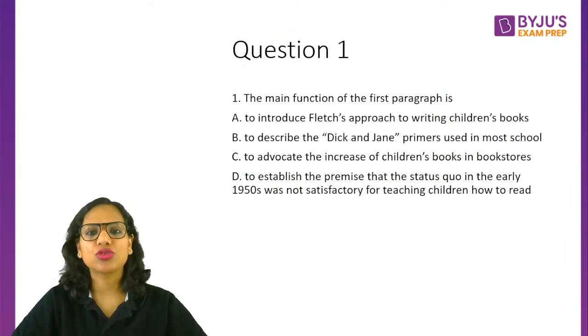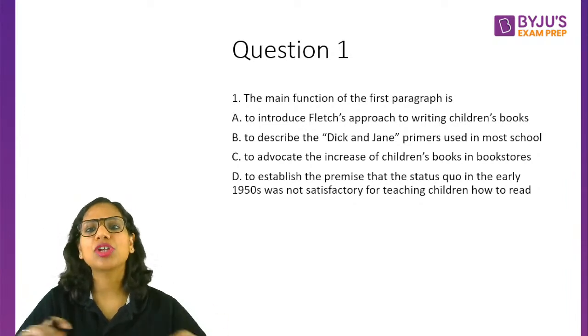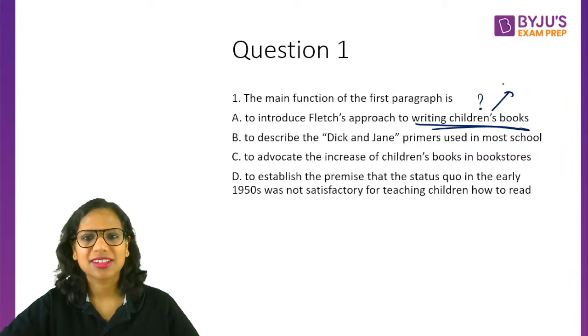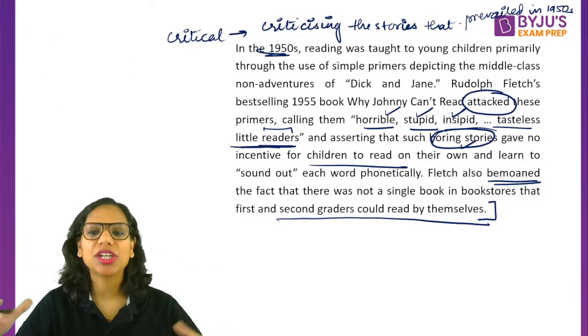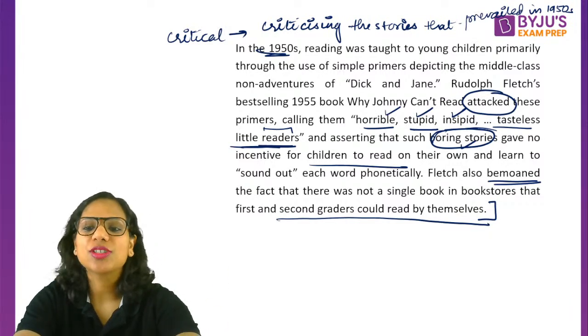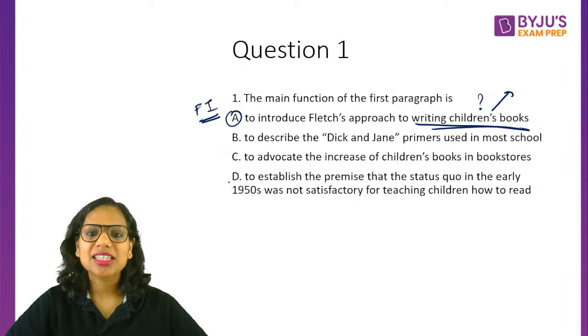So what is the main function of the first paragraph? Now tell me. Is it A, to introduce Fletcher's approach to writing children's books? Did he write children's books first of all? Tell me. He just wrote a book called Why Johnny Can't Read. It was a critical book. It was a book that criticized these children's books. It was not a children's book. So this becomes factually incorrect. The answer is D.